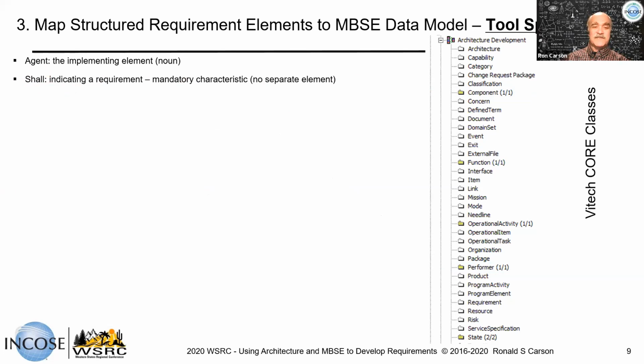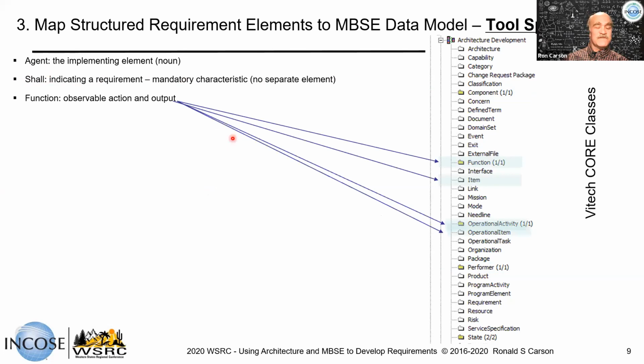The next characteristic is the function. This is the observable action and the observable output, what the action is delivering at the system boundary. And this is why I argue for clear system boundaries and clear observable outputs. Otherwise, you're not going to be able to do verification well. This is one of the subjects we'll talk about in my tutorial on June 19th, and there was information about that presented earlier. So in the operational perspective, we have operational activity and operational item. So that's the output. In system perspective, we have function and item.